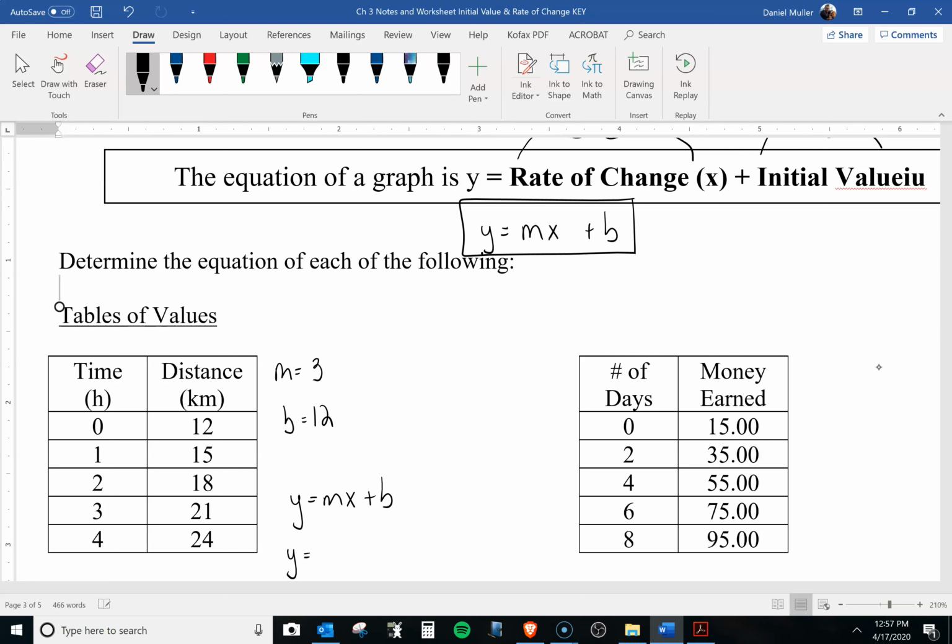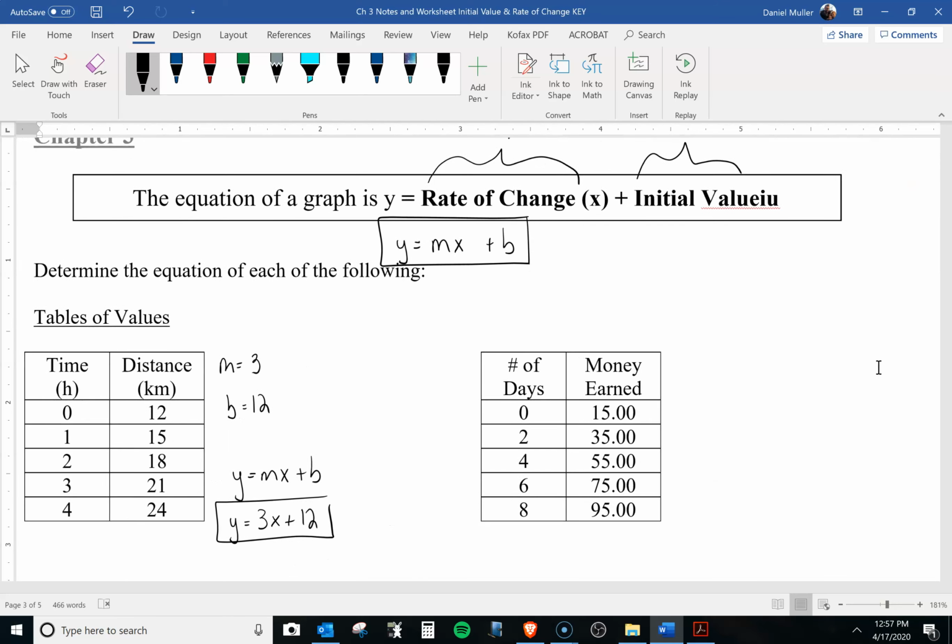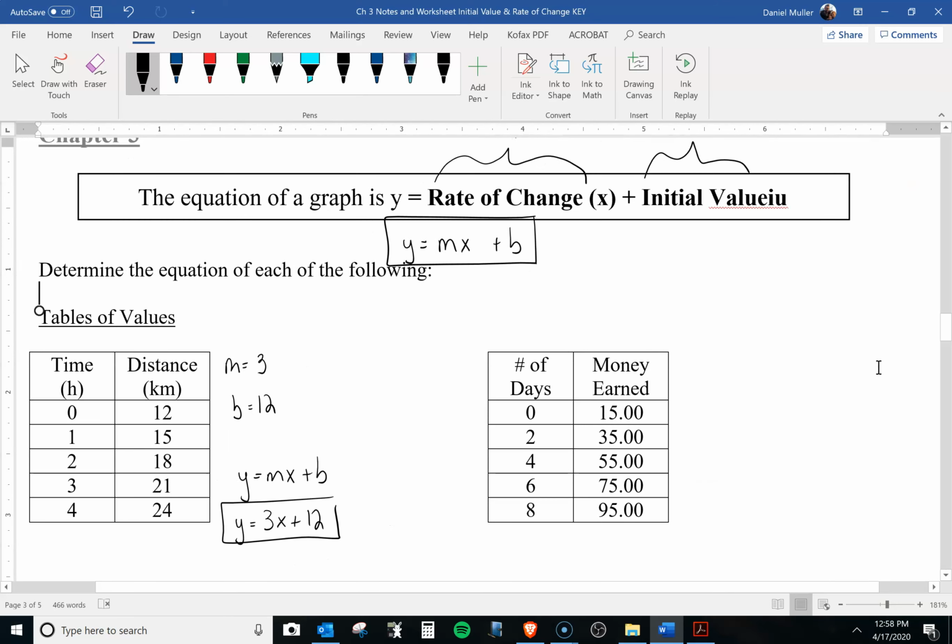So when we write this, our m is 3x and our b is 12. And that is an equation of a line. And like I said before, we'll graph that later, but it's good to come up with that equation.